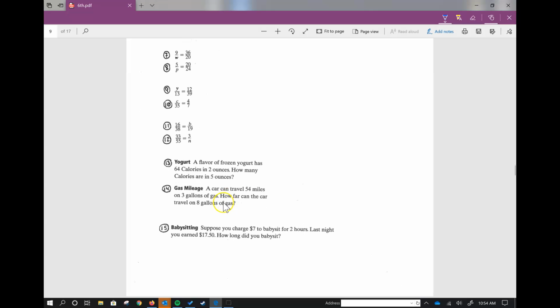I'm going to do one of these word problems along with you, just so we know how to convert this idea into word problems. Okay. A flavor of frozen yogurt has 64 calories spread over 2 ounces. I'm going to put 64C and 2OZ, because those are for labels. And then we have how many calories are in 5 ounces. So I'm going to put C up here. We don't know how many calories there are in 5 ounces.